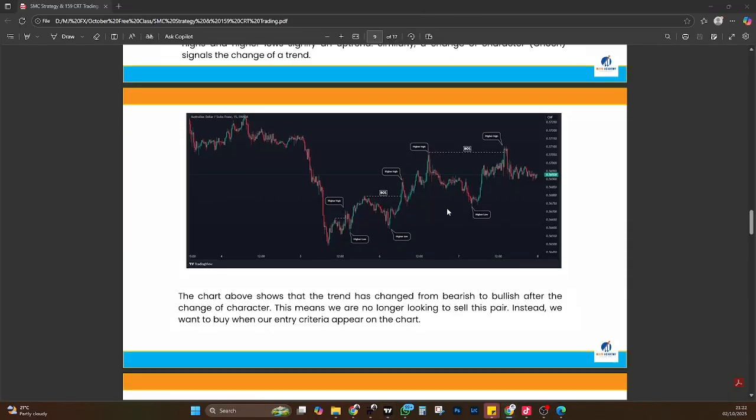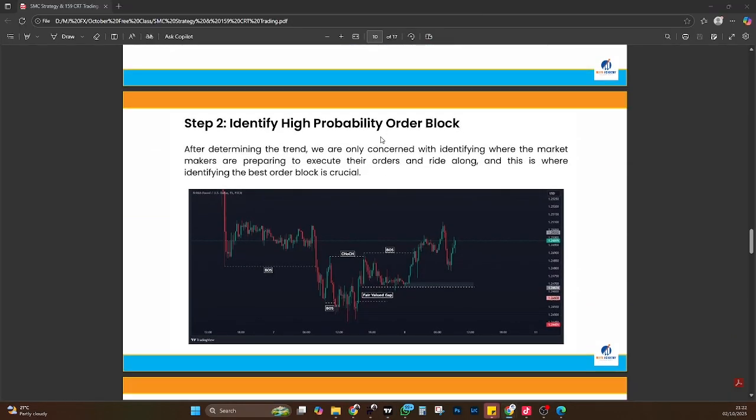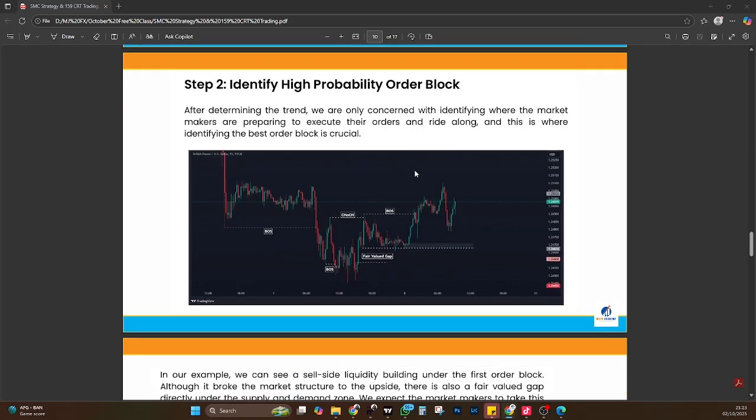So understand the trade. Number 2, identify high probability order block. For example, in my chart here, you can see that there is a lot of liquidity down here and there is a fair value gap. What will happen if this is high time frame? When the market takes liquidity and comes to the fair value gap, you expect that the market will start to buy. But the main move is here. This is the order block where we have the BOS. This is the order block here. So identify high probability order block.